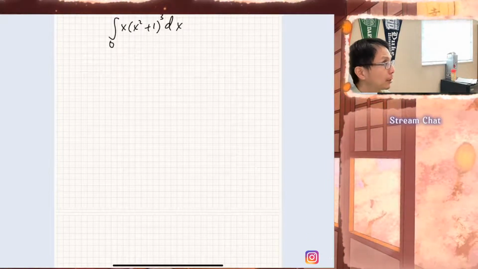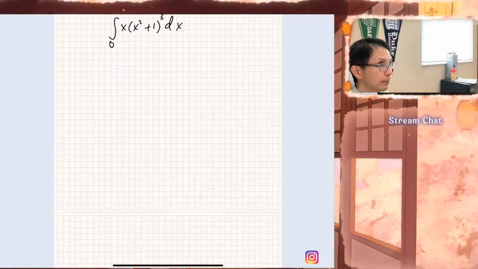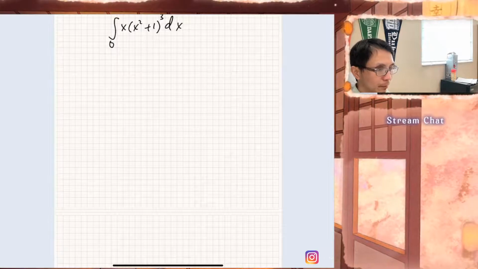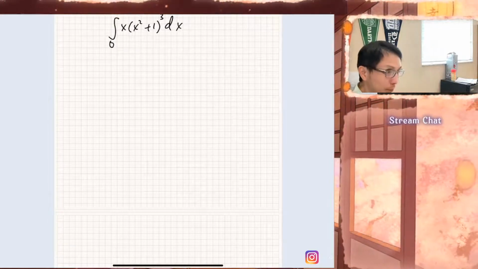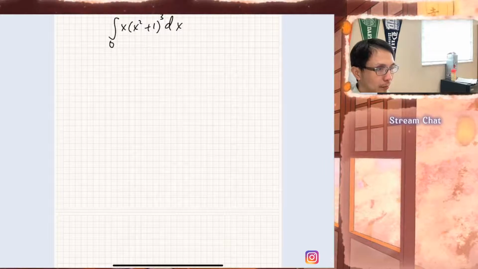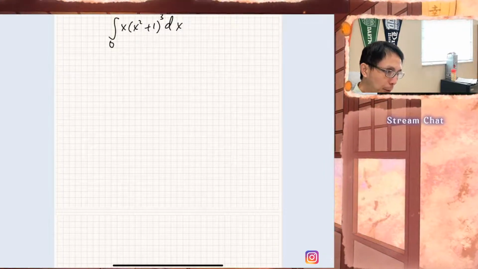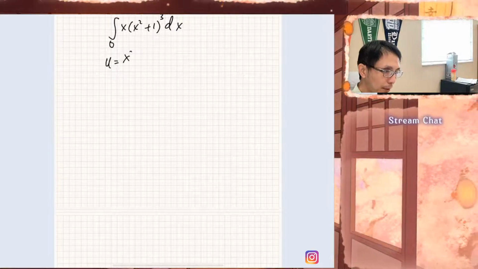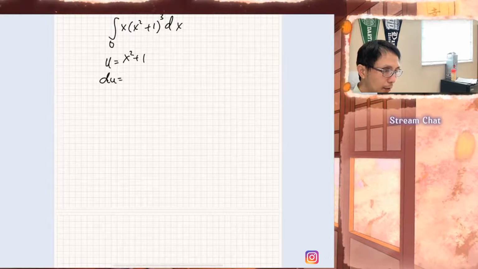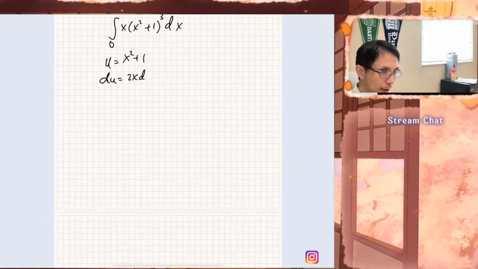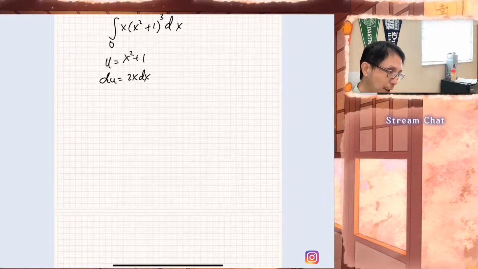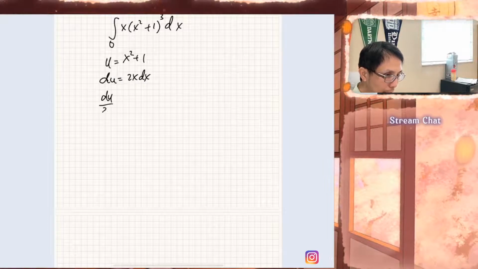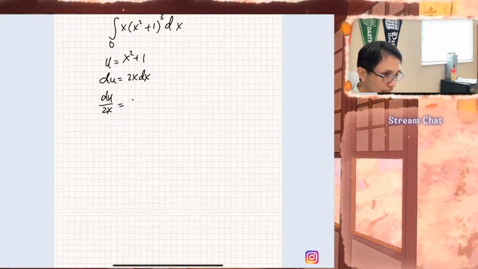Now this is a definite integral with the u substitution. What will I set u as? x squared plus 1. x squared plus 1, good. du is equal to what? 2x dx, good. So far it's fun. Now, du over 2x is equal to dx.